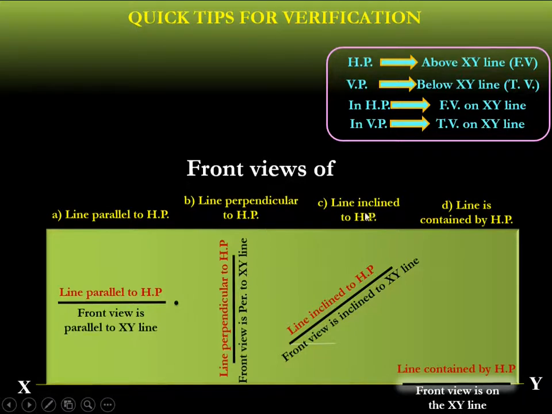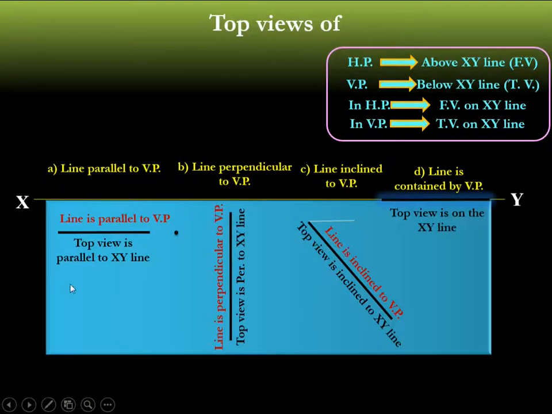Whenever the line is inclined to horizontal plane, its projection is obtained above the XY line and it is also inclined to the XY line. Whenever the line is contained by horizontal plane, its front view is obtained on the XY line itself. Here we can see the special case whenever a line is parallel to horizontal plane and perpendicular to vertical plane, its projection will become a point.